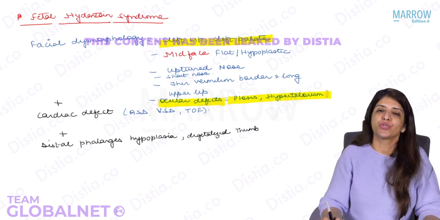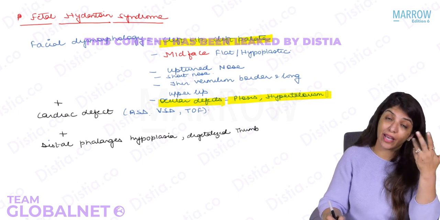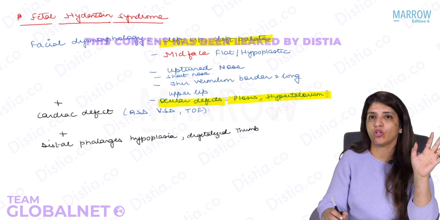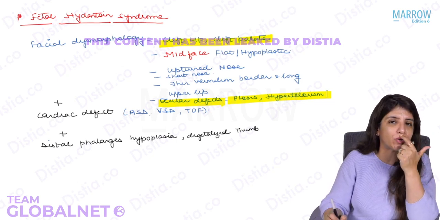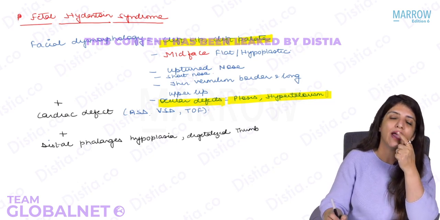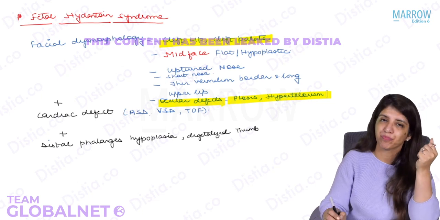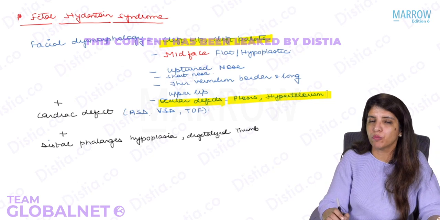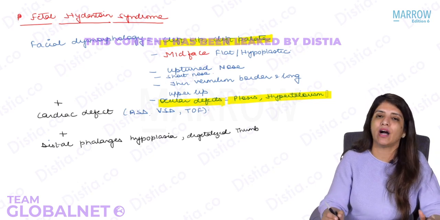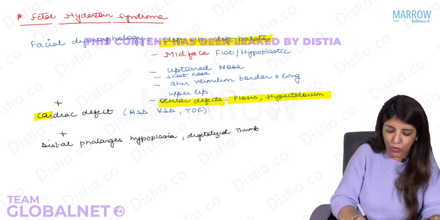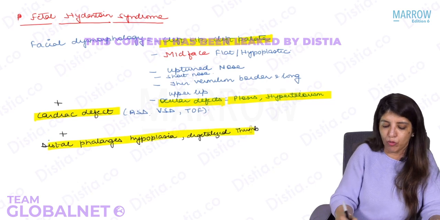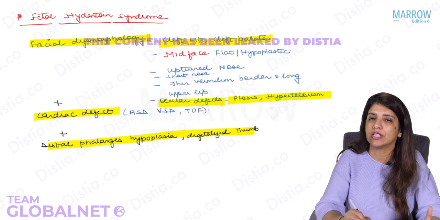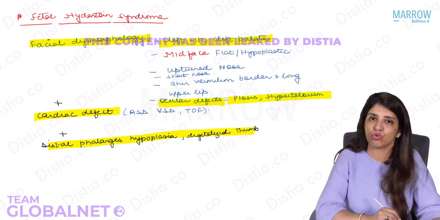Right? So, smooth philtrum is again a feature which is seen in alcohol. It may be seen in phenytoin also. In phenytoin, definitely you are going to get a thin vermilion border and long upper lips. Right? So if you are getting facial dysmorphological features along with cardiac septal defects and you are getting distal phalanges hypoplasia, you are getting small nails, then that means we are talking about fetal hydantoin syndrome.